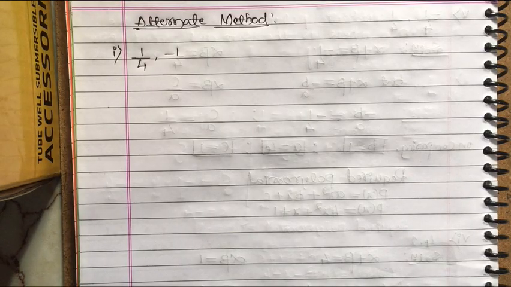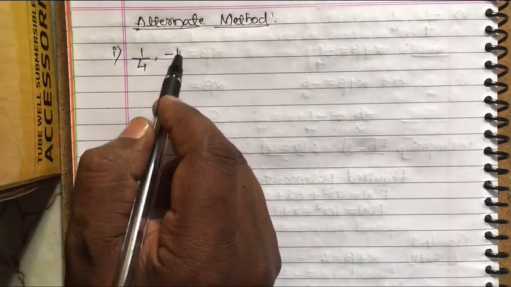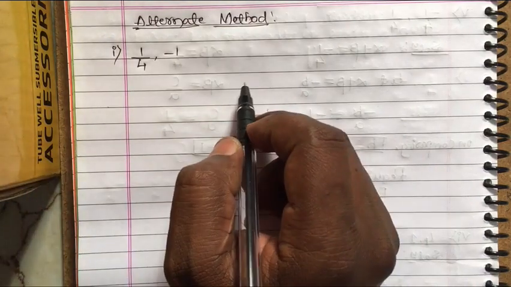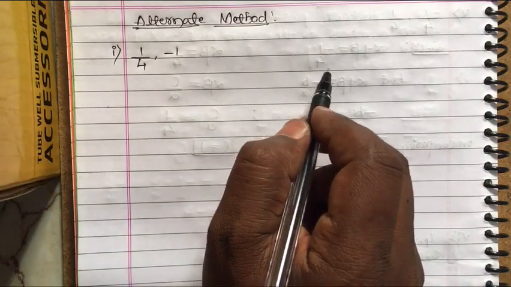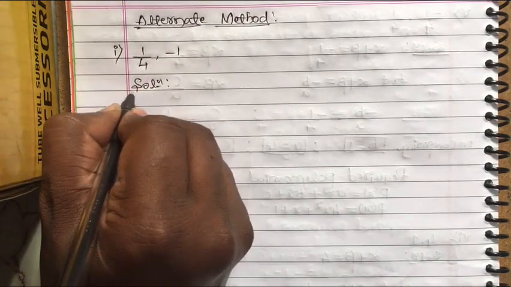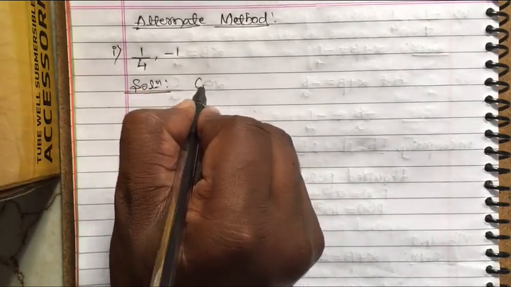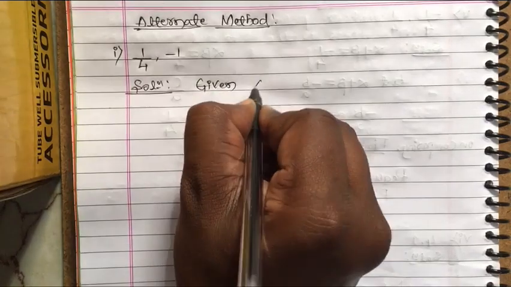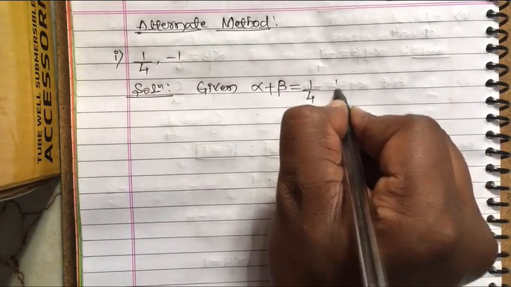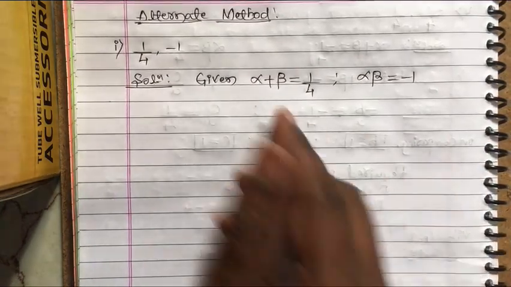So here we can solve this by another method. See here, whenever the sum of zeros and product of zeros are given, the required quadratic polynomial will be x square minus (alpha plus beta) into x plus alpha beta. We can find the quadratic polynomial by this other method also. First we'll write the given data. Given alpha plus beta, that is the sum of zeros, is 1 by 4, and alpha beta is equal to minus 1.